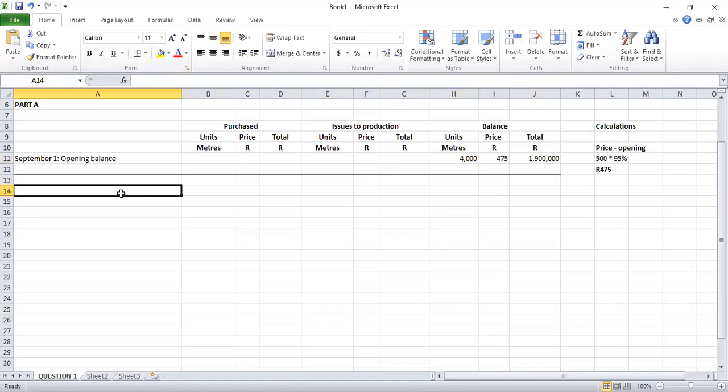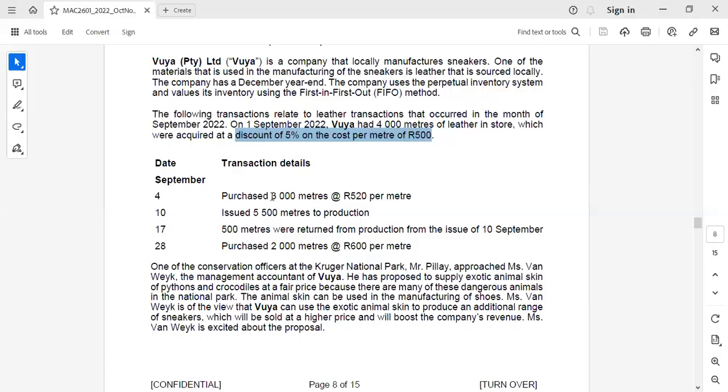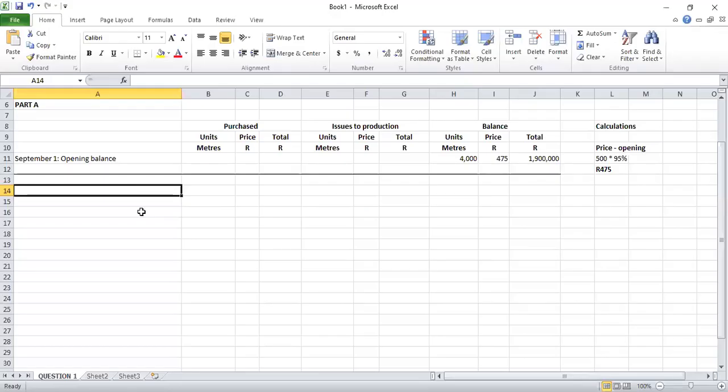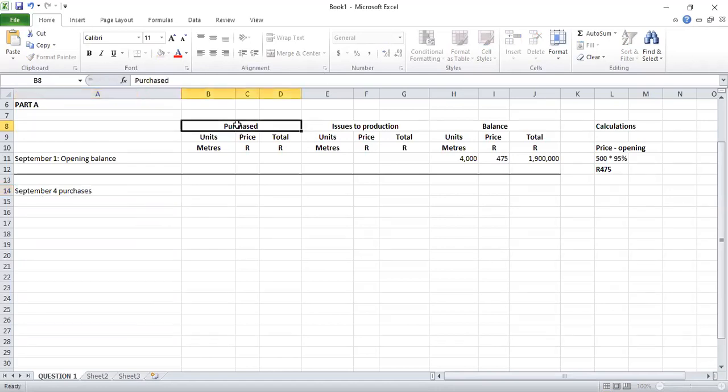All right, then we have to record the transactions in their order. On the 4th of September, they then purchased 3,000 meters at 520. Right, September 4 purchase. So we record under the purchases. Right, they purchased 3,000 meters at 520. That means our total is 3,000 times 520.